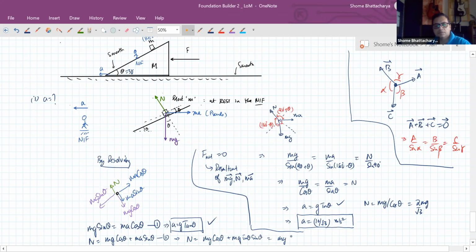so this will become mg upon cos theta. It will become like this. So when you solve this further, that will be this. So it can also be shown from free body diagram.